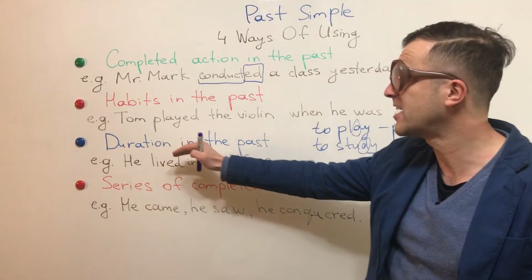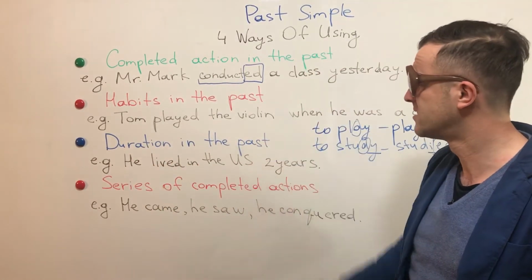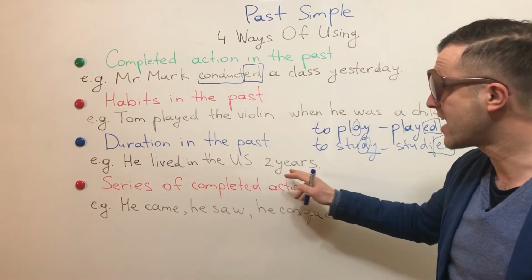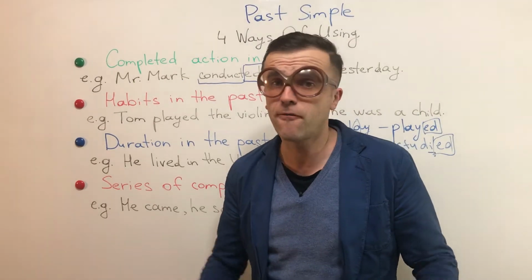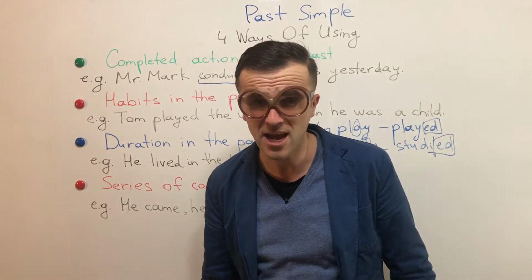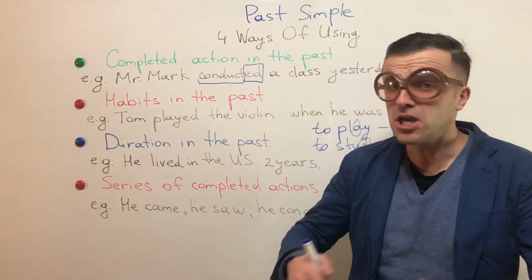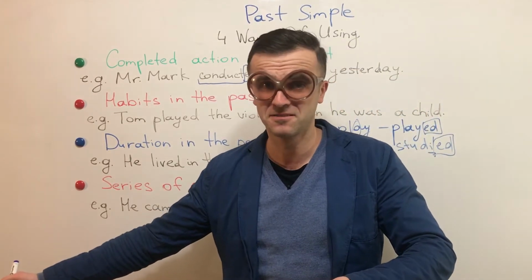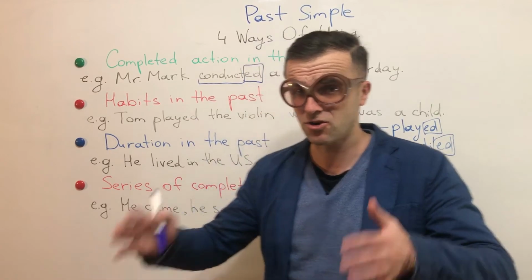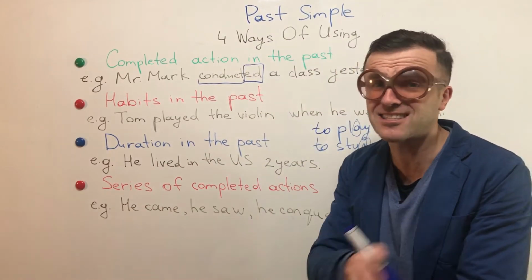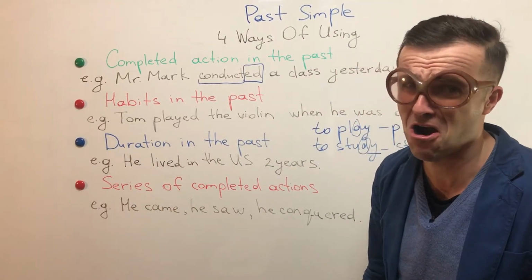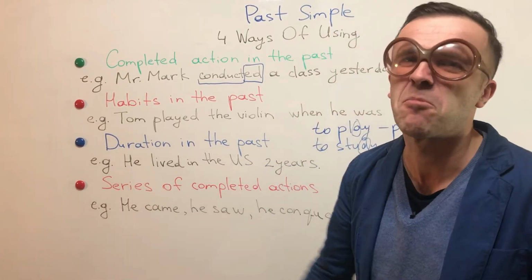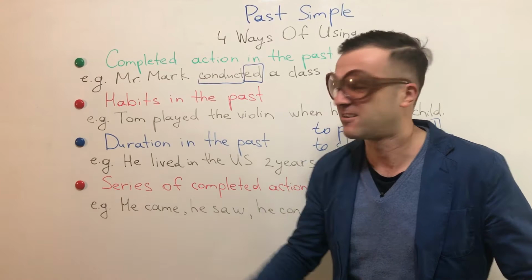Okay, so let's move on to the third way of using the past simple. This is a duration in the past. For example, he lived in the US for 2 years. Then he studied in Moscow for 3 years. So 3 years, and he doesn't study in Moscow anymore. He doesn't like the city anymore, and he moved to the US again.